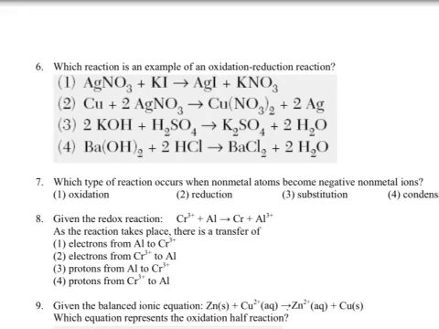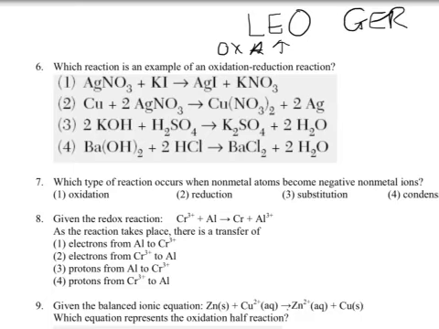Again, we'll recall that oxidation is the loss of electrons. LEO: the loss of electrons is oxidation. This means that the oxidation number is going to increase. And the gain of electrons is reduction. It's called reduction because the oxidation number goes down.